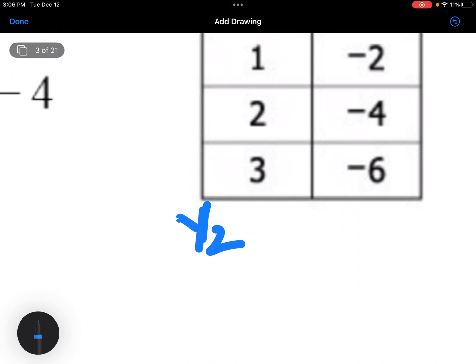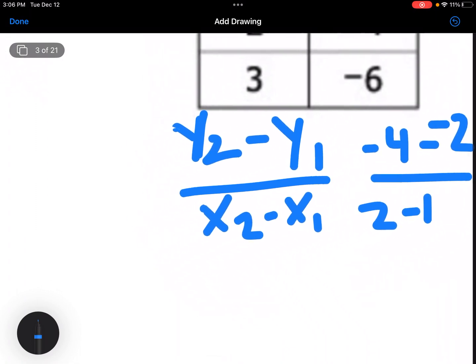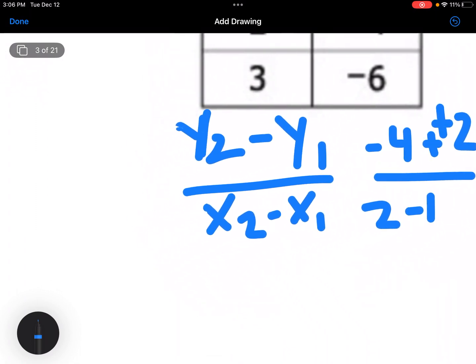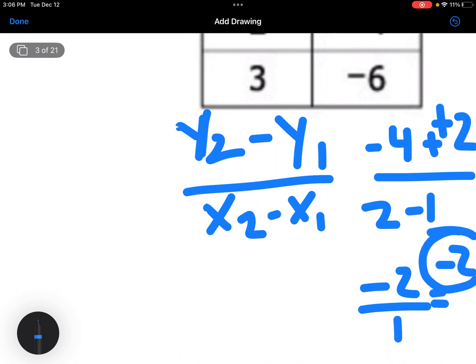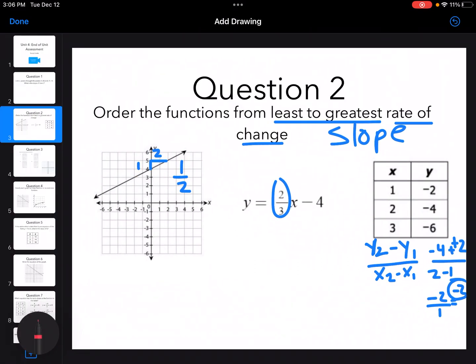is y2 minus y1 divided by x2 minus x1. So you've got negative 4 minus negative 2 divided by 2 minus 1, which gives you negative 2 over 1. So your slope is negative 2. So if I was going to order these from least to greatest, I know that this is your smallest.